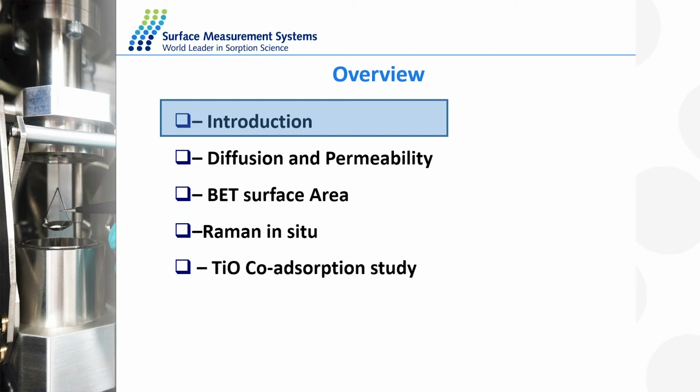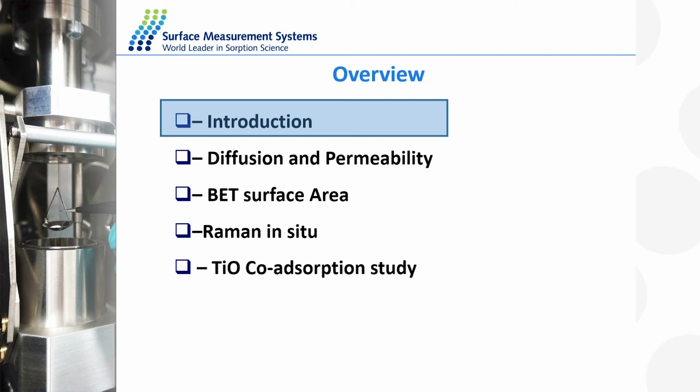using DVS. Then we are going to move over to diffusion and permeability study done with a single solvent and then with multi-solvent. Because we are talking about organic solvent application, we're going to look at BET surface area application. And in the last section, we are going to focus specifically on in situ Raman technology.